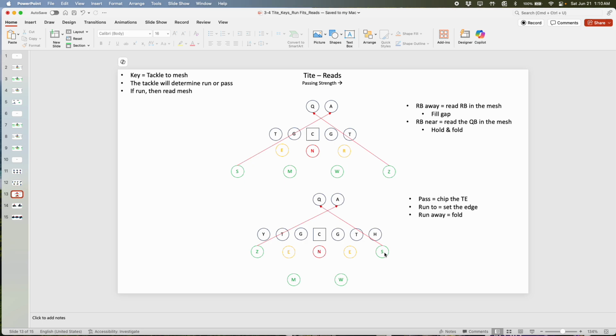Same thing with the Sam. You're no longer going to hold and fold because you're already on the line of scrimmage. So you're just going to set the edge and read the quarterback in the mesh.